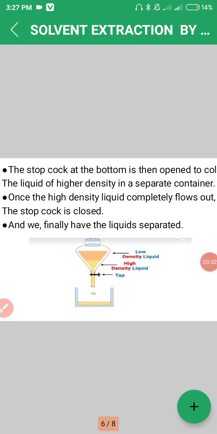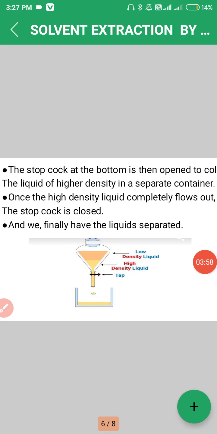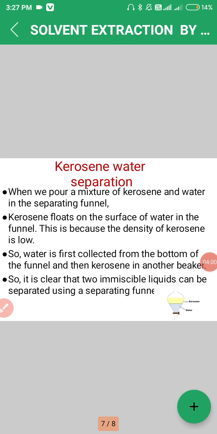So finally, one example is here. See the example. Kerosene and water separation. When we pour a mixture of kerosene and water into the separating funnel, kerosene floats on the surface of the water in the funnel. This is because the density of kerosene is low.